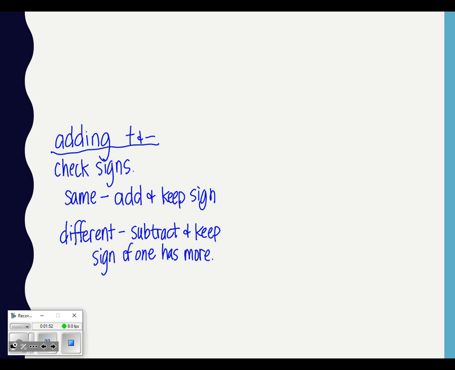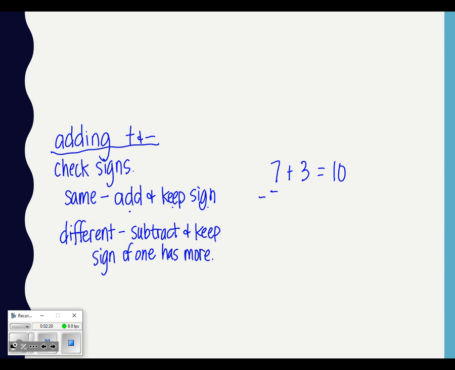So here I'm going to do 7 plus 3. Okay, you know how to do this already, but bear with me. 7 is positive, 3 is positive. The signs are the same. So I'm going to add and keep the sign. 7 plus 3 is 10. The sign was positive. I keep that sign. I don't need to write it because if there is no sign, it means positive.